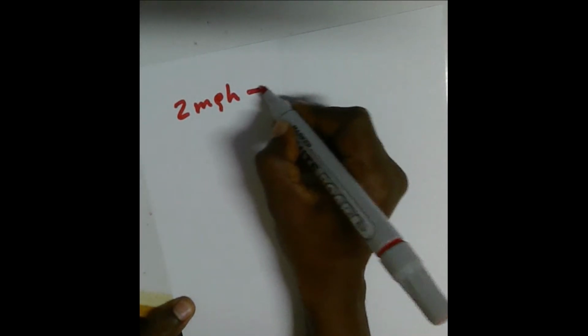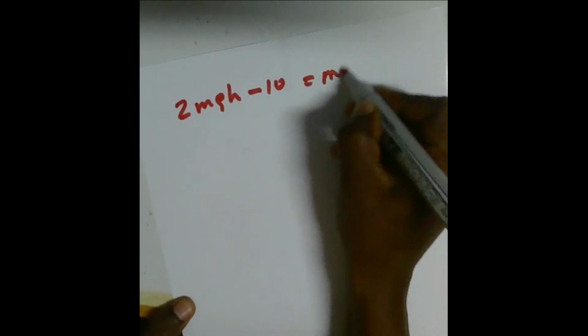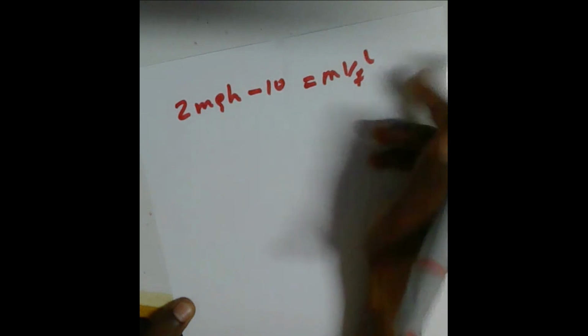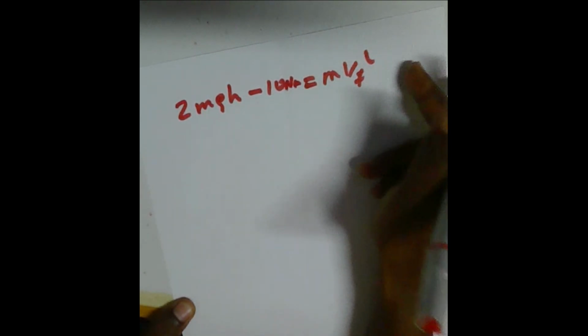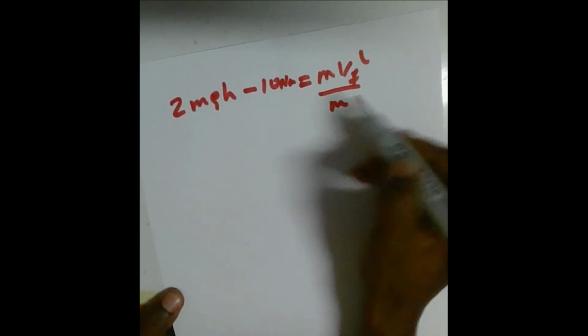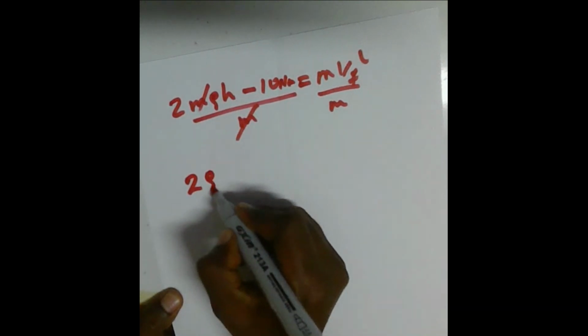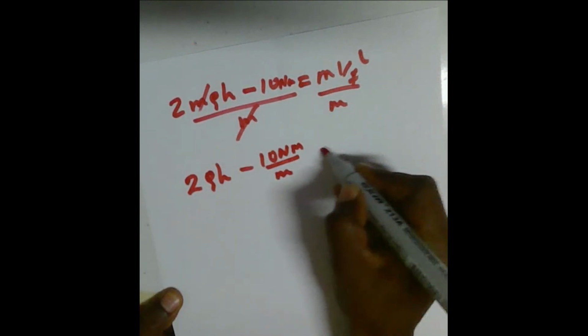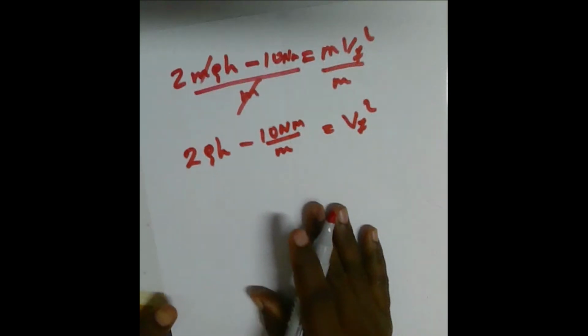So 2mgh minus 10 is equal to mv final square. Move the 10 Newton meter from the right side to the left side, and we'll get this value. Divide both sides by mass, the mass cancels, and we get 2gh minus 10 Newton meter over mass, which is equal to v final square.